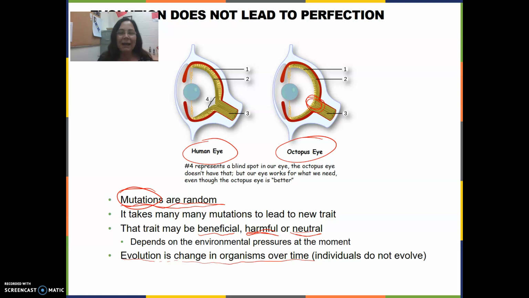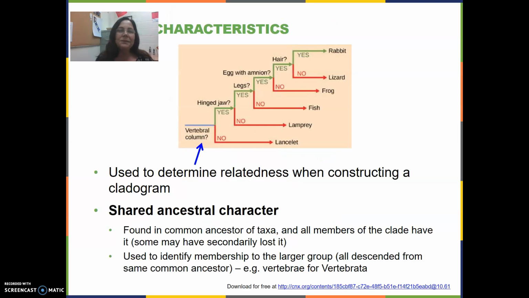After a while, you look around, and most of the giraffes have long necks. And over time, the short neck trait is actually bred out. There may be some giraffes born with a short neck if they have a mutation, but all giraffes that we see at this point in time have a long neck. So evolution is the change in the characteristics of a group of organisms over time, not individuals. Okay.